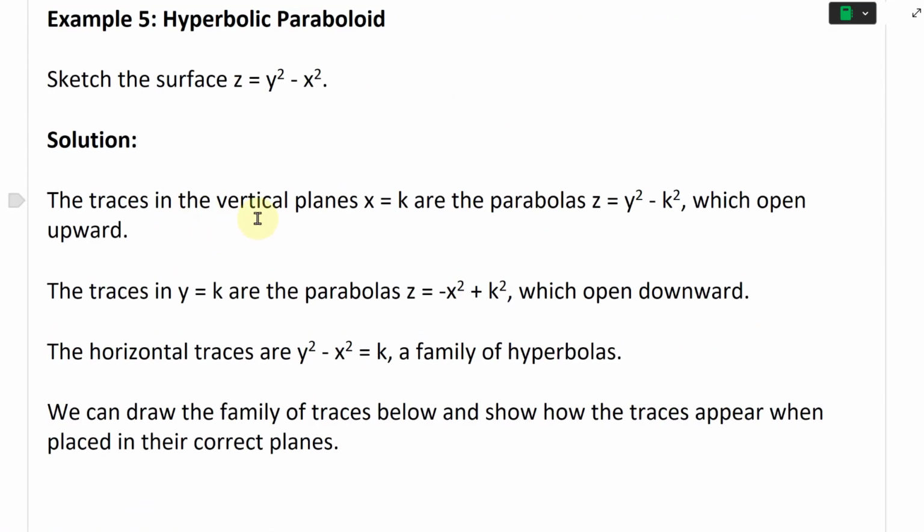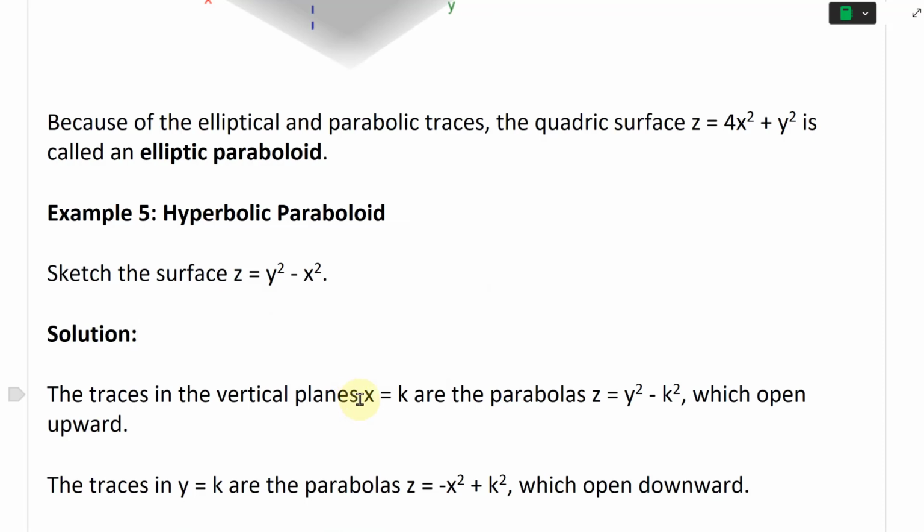So the traces in the vertical planes x equals k, so when you put in k, are the parabolas z equals y squared minus k squared, which open upward, but this just indicates they're shifted down, and then it goes above the origin there.